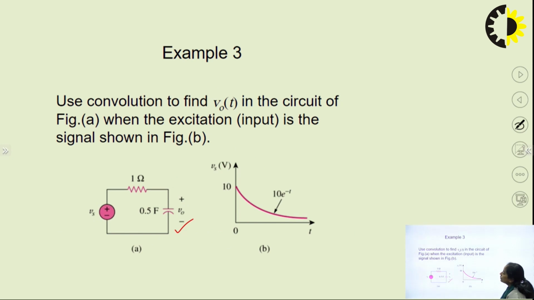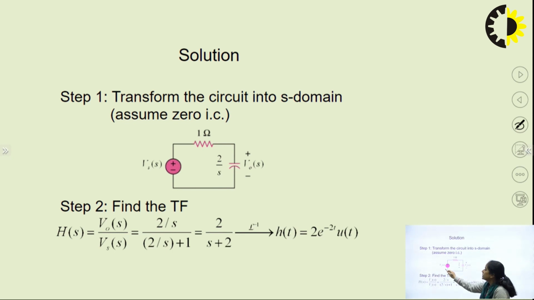Okay, so first what we will do, we will transform this circuit into S domain. So that is done here. VSS 1, 2 by S. Okay, so now you need to calculate the transfer function, that is V naught S divided by VSS. Okay, so for that you can apply the voltage division rule. So 2 by S divided by 2S plus 1. So this is the transfer function. So after solving this, you will be having HS as 2 divided by S plus 2. This is the transfer function of this given network.